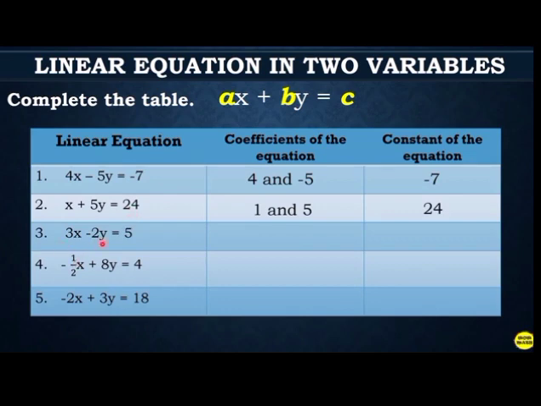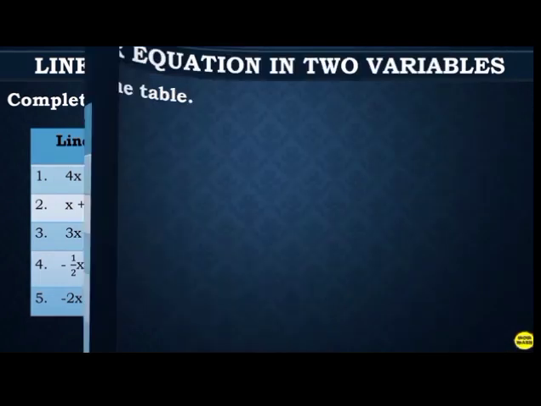So next, 3x minus 2y equals 5. The coefficients are 3 and negative 2 and the constant is 5. Next, negative 1 half x plus 8y equals 4. The coefficients are negative 1 half and 8 and the constant is 4. Next, negative 2x plus 3y equals 18. The coefficients are negative 2 and 3 and the constant is 18.